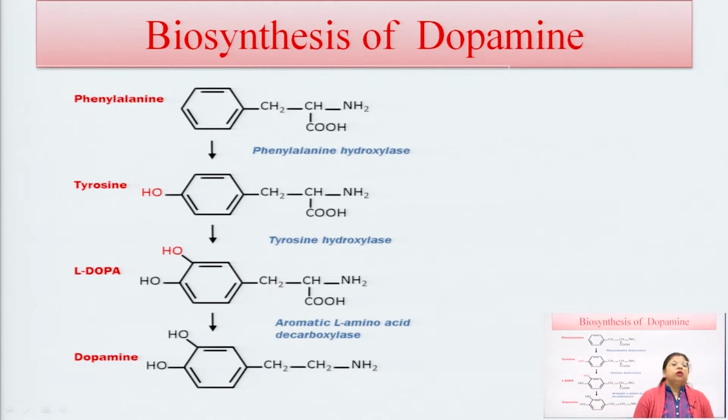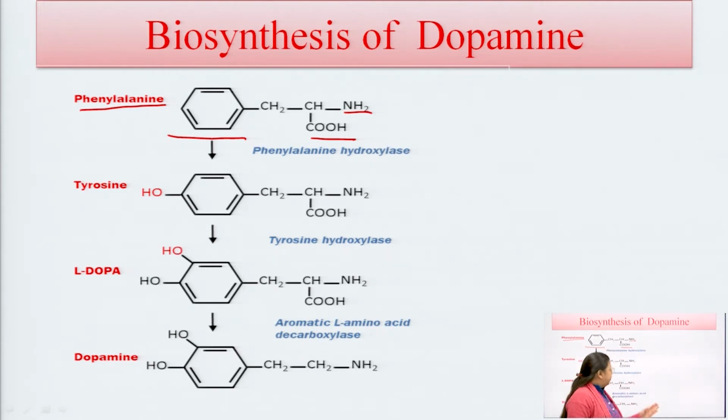Next is dopamine. How is dopamine biosynthesized in our biological system? The precursor of dopamine synthesis is phenylalanine. This phenylalanine is the main precursor, having an aromatic ring in its structure, with an amino group and a carboxyl group.